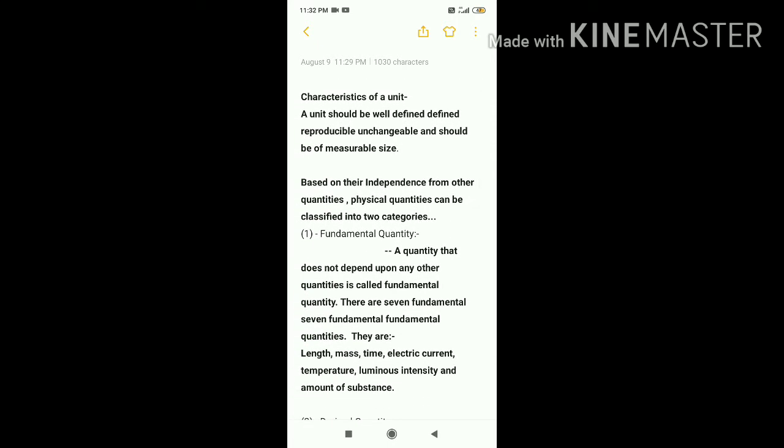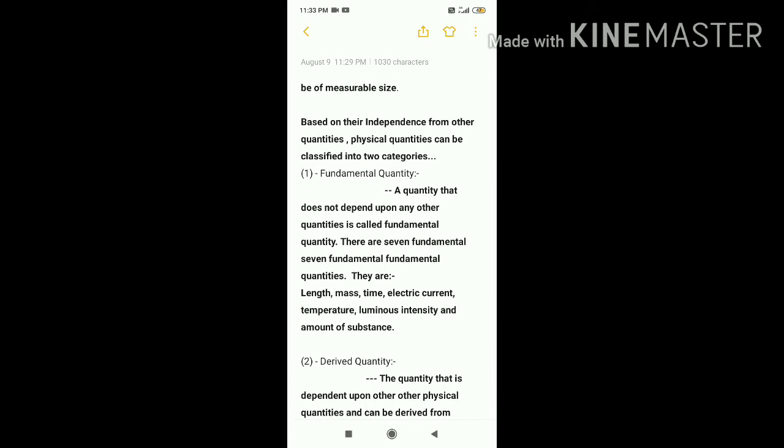Now I will explain the types of physical quantity. Physical quantity is divided into two types, that is the fundamental quantity and the derived quantity. The fundamental quantities are the quantities that are independent. They do not depend upon other quantities. They are exactly 7 in number: length, mass, electric current, temperature, time, amount of substance and luminous intensity.